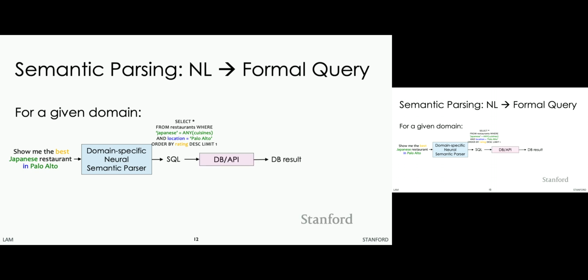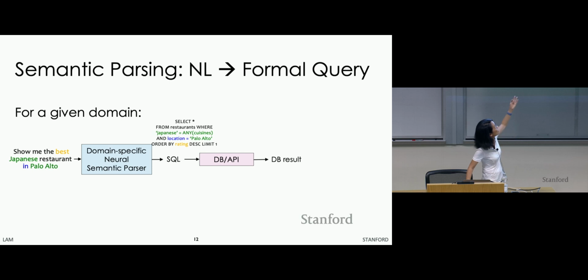So what you said is roughly what this is, right? You find a restaurant where Japanese is equal to the cuisines that are available, and location is equal to Palo Alto, and you order by rating, which is what "best" is supposed to translate to, and then you sort it in descending order and limit 1. Okay, it's actually extremely precise. What a very casual sentence is actually a very precise database query.